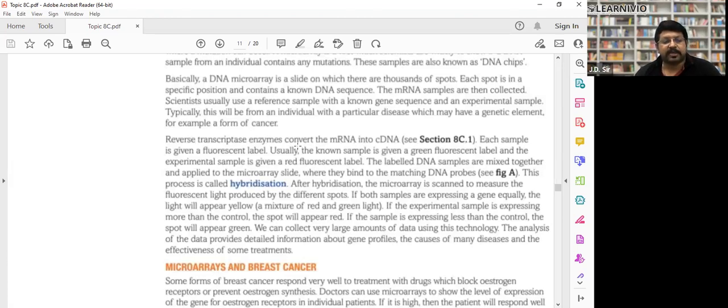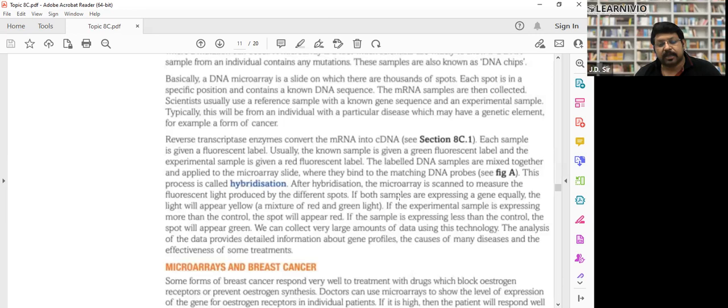The reverse transcriptase enzyme converts the mRNA into cDNA, meaning copy DNA, right? So cDNA is the DNA copy made from the mRNA, right? Each sample is given a fluorescence label. Usually the known sample is given a green fluorescent label and the experimental sample is given a red fluorescent label. The labeled DNA samples are mixed together and applied to the microarray slide, where they bind to the matching DNA probes. This process is called hybridization, right?